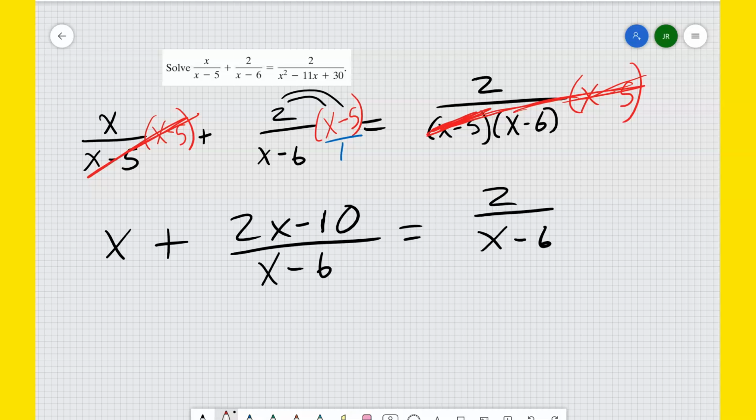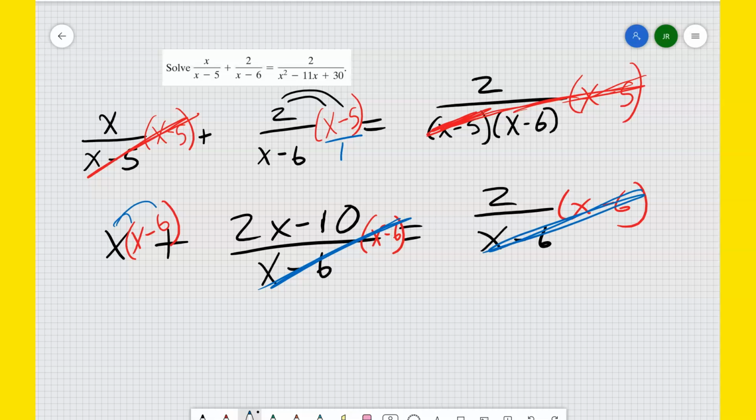Now, what am I getting off the bottom? I'm getting the x minus 6 off the bottom. So I'm going to multiply this term by x minus 6 and this term by x minus 6 and back over here at this term also by x minus 6. So the x minus 6's cancel here and they cancel here. But I do need to distribute there.